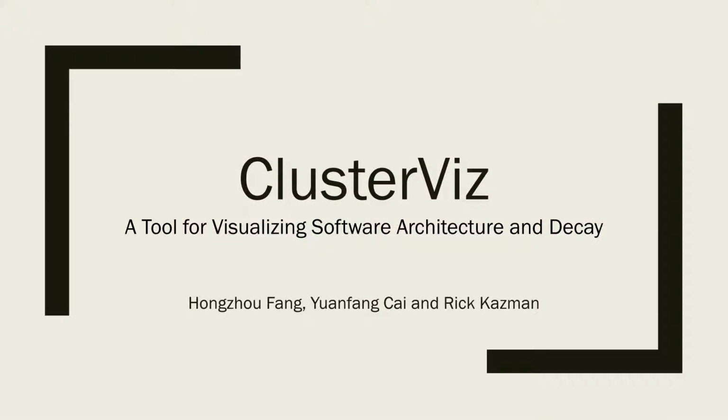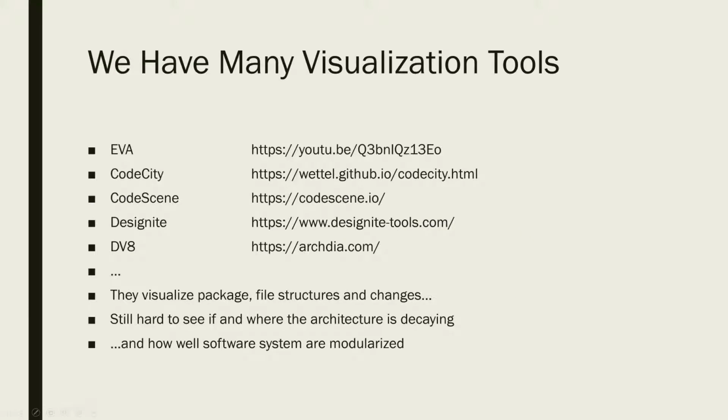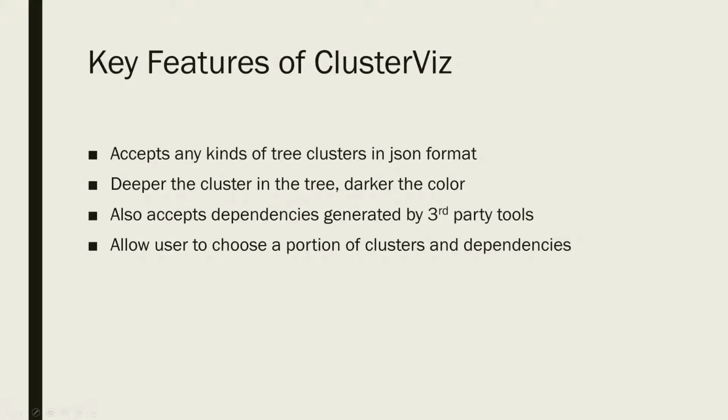ClusterViz, a tool for visualizing software architecture and decay. We have many visualization tools, such as EVA, CodeCity, etc. These tools can visualize packages and file structures. While these visualizations provide little support for determining if and where the architecture is decaying, whether a software system is getting more or less modularized during evolution, or if one project is better modularized than another, we present ClusterViz, a tool that attempts to address these shortcomings.